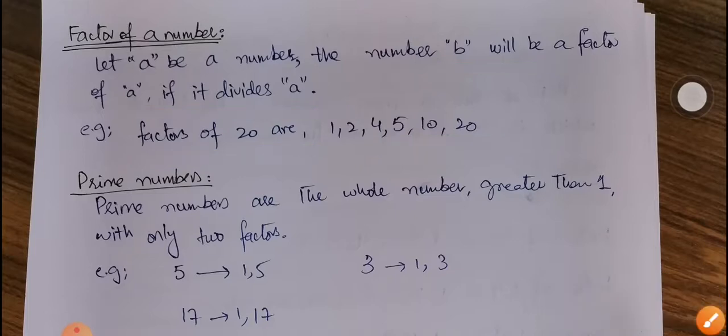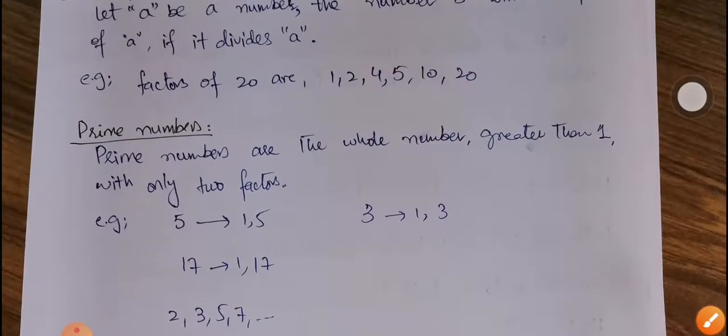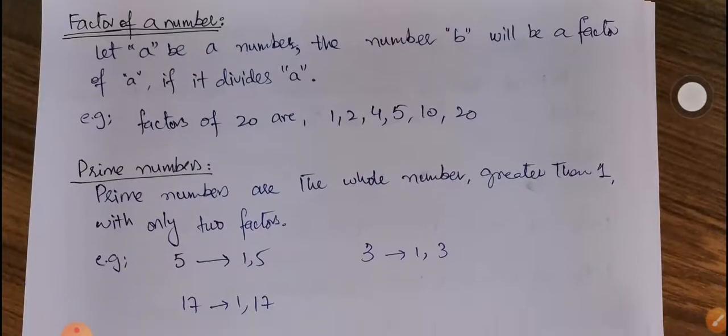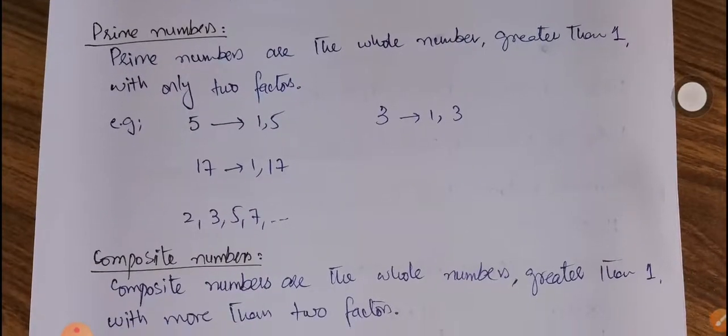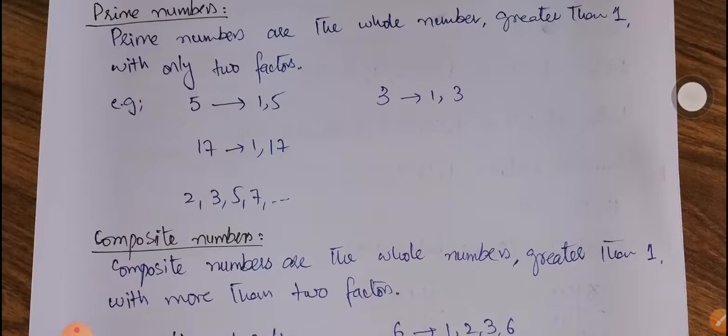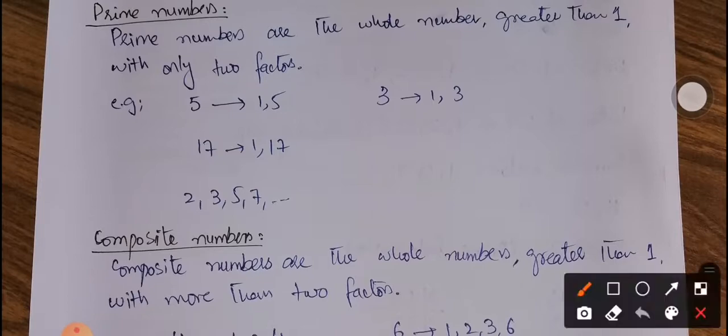The next definition is about prime numbers. As we are able to talk about factors, we are able to discuss prime numbers as well. So prime numbers are whole numbers greater than 1 with only 2 factors. So a number that has only 2 factors is named a prime number. For example, 5, 17 and 3. These start with 2, 3, 5, 7 and so on. All these are prime numbers.